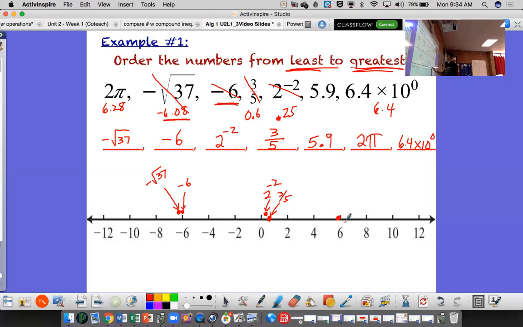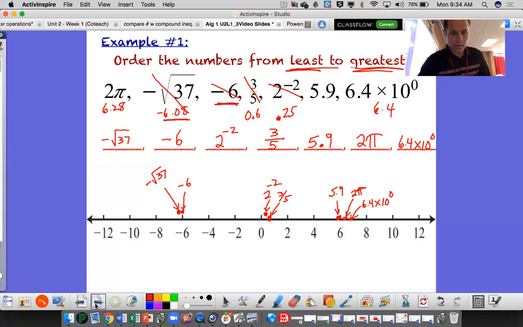5.9 is like right here. 2 pi is 6.28, so like right here. And 6.4, very close to that one. You don't have to put it on the number line. A lot of times I put it above the number line so I don't get all these clustered up like that. So ordering them from least to greatest, there's your first one.